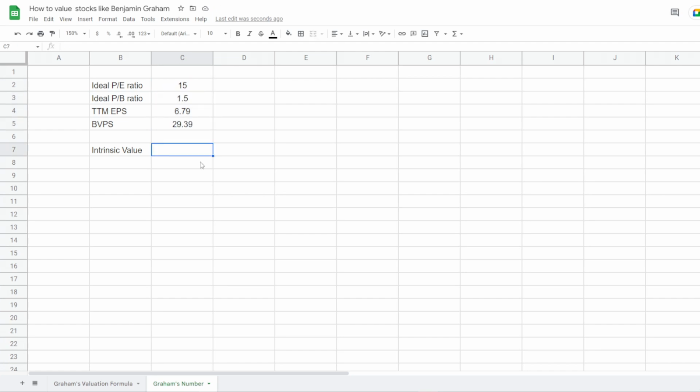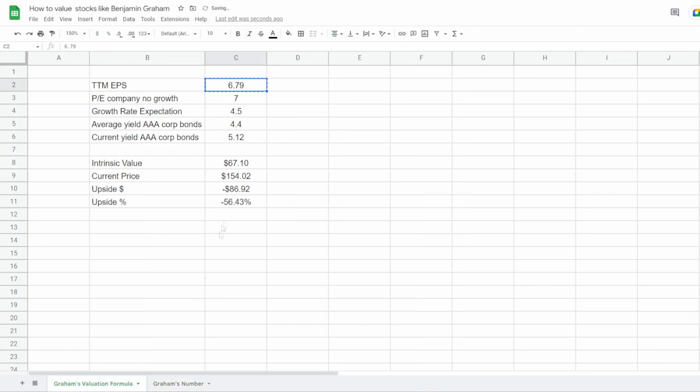For this model, we use the following formula. We want to get the square root of the ideal PE ratio multiplied by the ideal price to book ratio multiplied by the trailing 12-month earnings per share multiplied by the book value per share. And with this, we get the following valuation. Looking at these, we can see that it's actually relatively close to the intrinsic value from the other model, which is kind of uncanny.